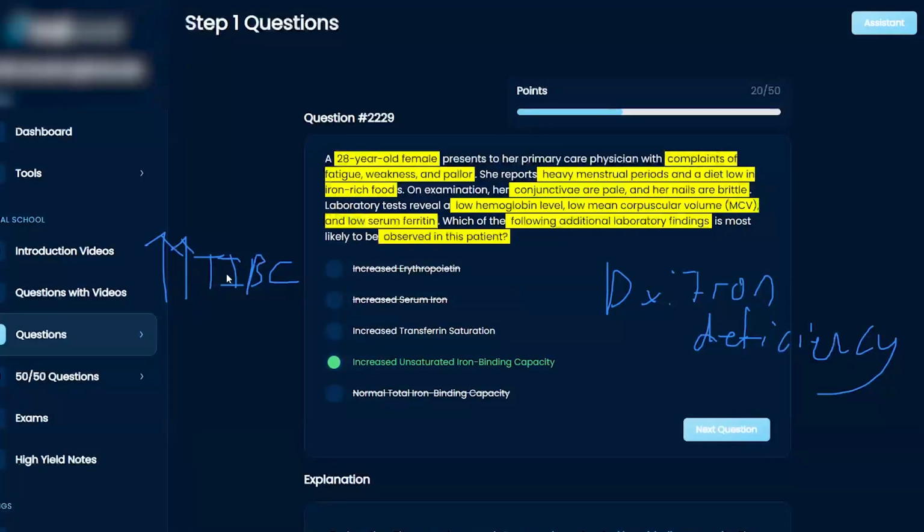The TIBC is the same as the iron binding capacity, right? And unsaturated makes sense, because if you don't have any iron, then it's not going to be as saturated. Remember, these things are just proteins carrying around iron. So if you have a lack of iron, then of course it cannot be saturated. It's unsaturated, meaning it's not carrying any around. It's trying to scavenge and get some, but you're going to be missing them. Does it make sense? Yeah.